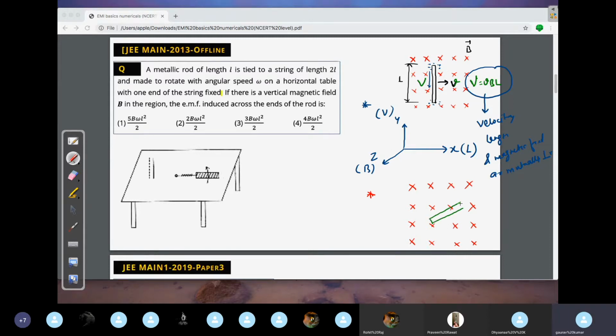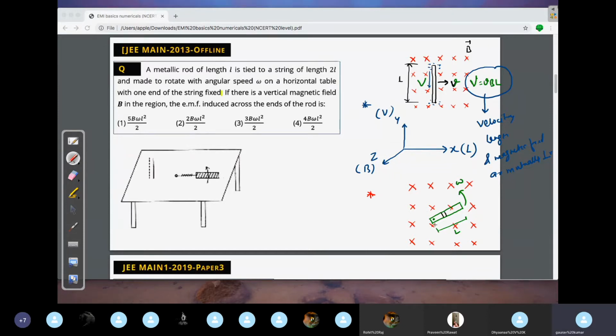You take a rod. Let's say the length of the rod is L. You have hinged or pivoted it at this end, and you start rotating it with an angular velocity omega. So we have seen the concept, and we have derived the formula also. The derivation is very, very important. It is given in the NCERT solved example.